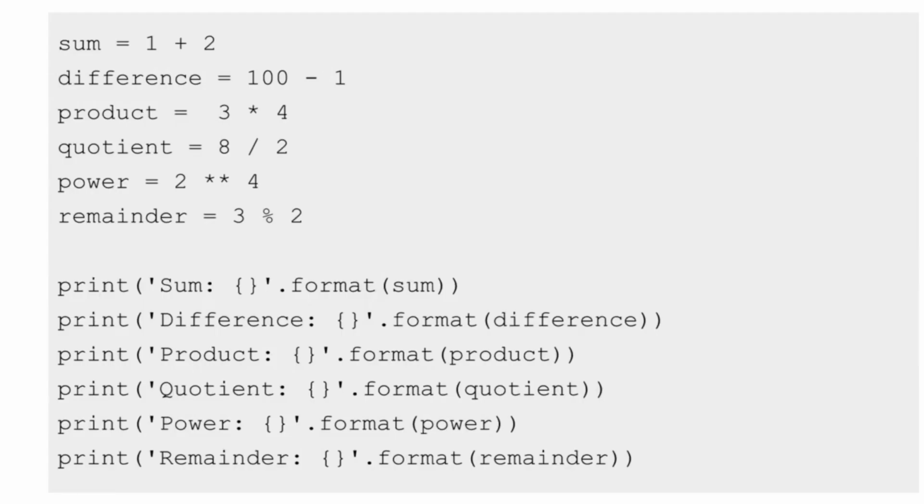You can also assign the resulting value of a mathematical operation to a variable, as in this example on your screen. Let's just look at the first line. The result of 1 plus 2 will be stored in the variable named sum. The remainder of the code creates more variables and stores the output of those mathematical operations in those variables. Finally, at the bottom of the screen, we display those results using a series of print functions.